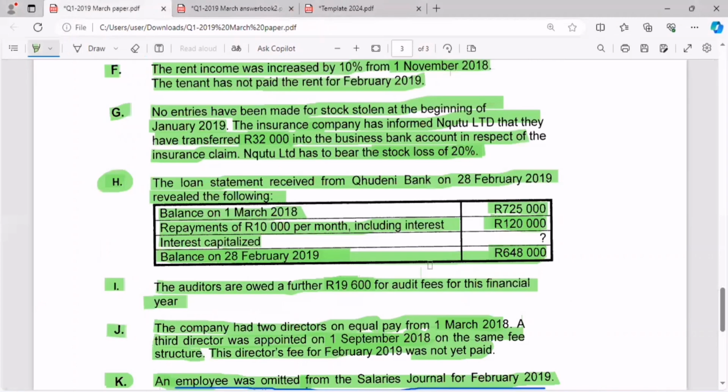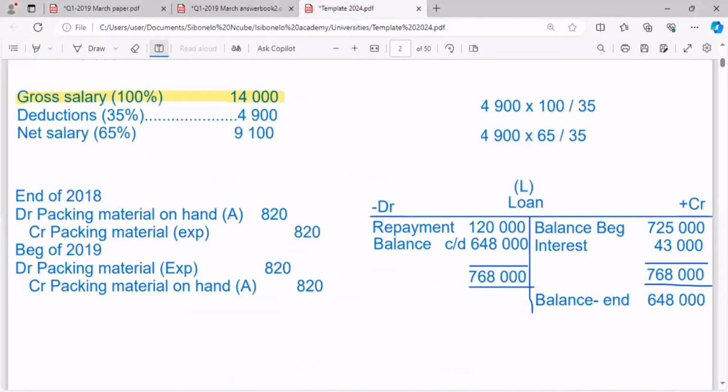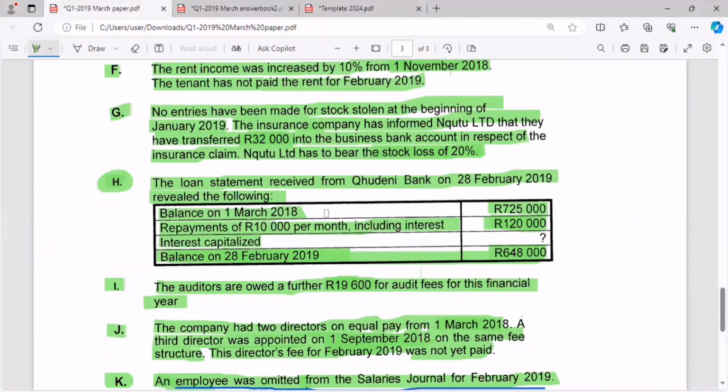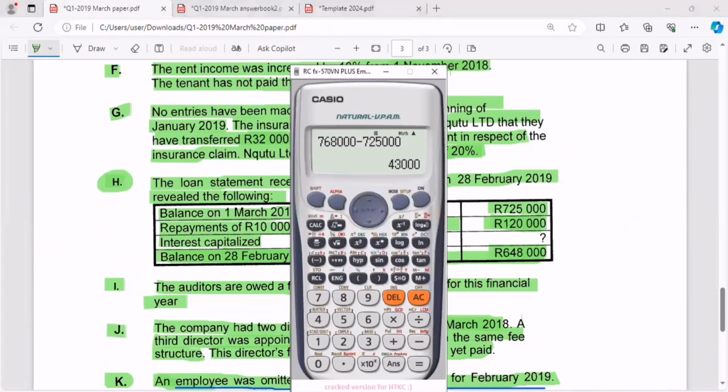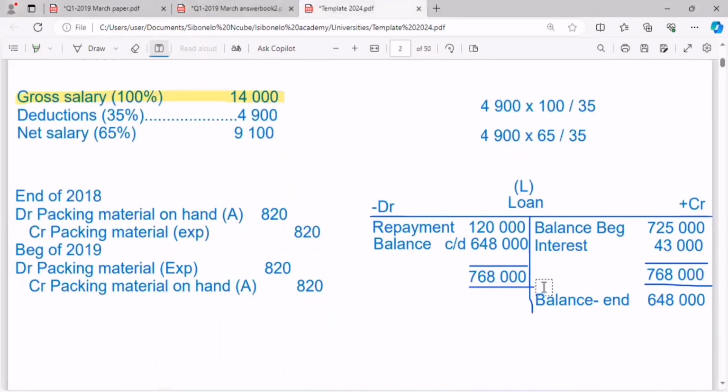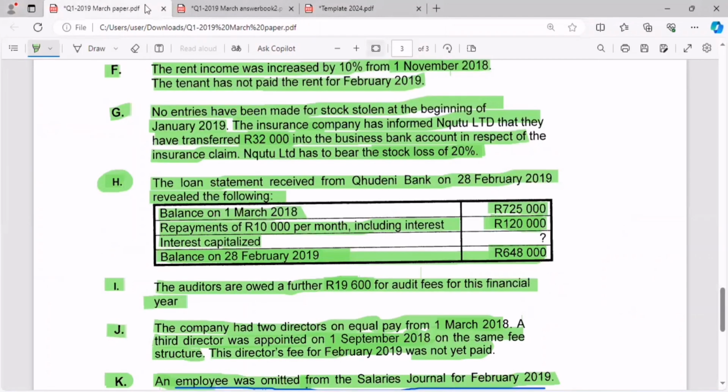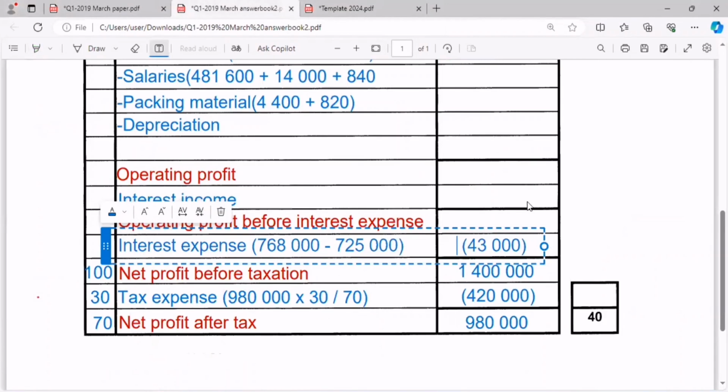Or else, guys, without having to prepare the T account, you can use another method to get the correct interest amount. This method is simple. You just take the 725 and you subtract everything. You subtract 120,000, you subtract 648,000, and then boom, you have your 43,000. I'm just using the T account so that you can get the full understanding. So guys, let us finish up here.